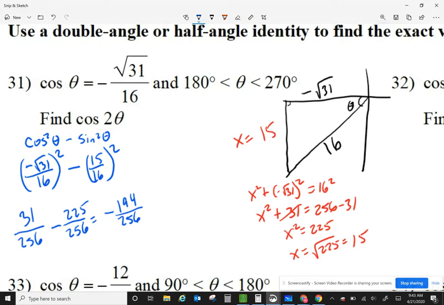Simplify each fraction if possible. In this case, let me divide each number by 2. I'm going to simplify my fraction as negative 97 over 128. The way I'm going to type this will be negative 97 over 128.